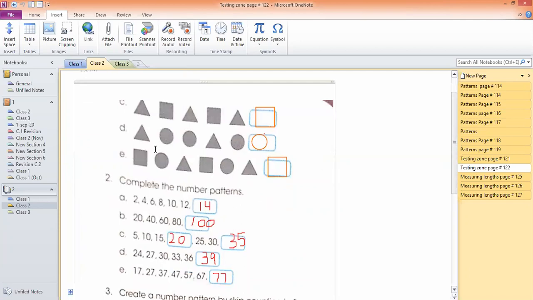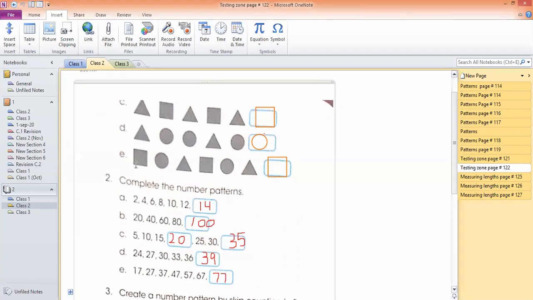In D we again check. It is one triangle and then 2 circles. One triangle, one circle. Obviously then it is going to be the second circle, because in the pattern after triangle there are 2 circles. So it should be circle, not triangle.